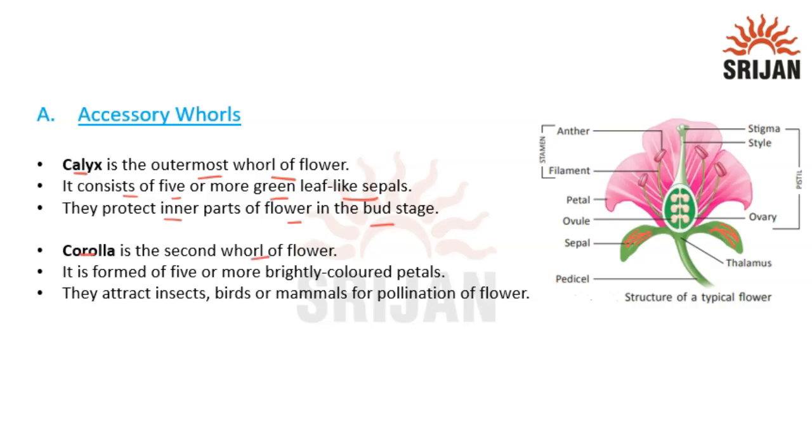Corolla is the second whorl of a flower. It is formed of 5 or more brightly colored petals. These petals which we can see, when united, are called the corolla. What it does is it attracts insects, birds or mammals for pollination of the flower.